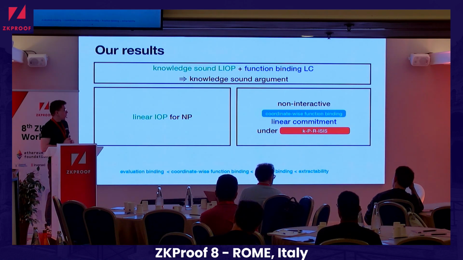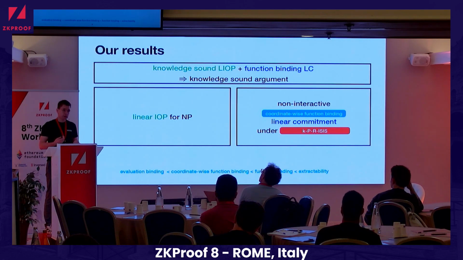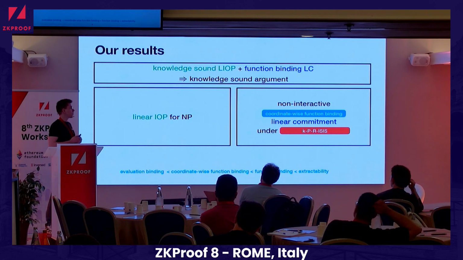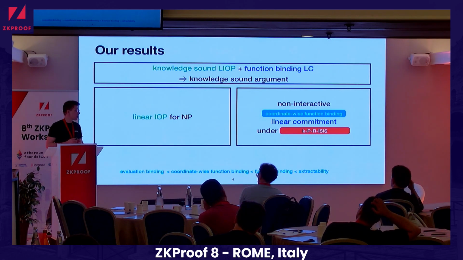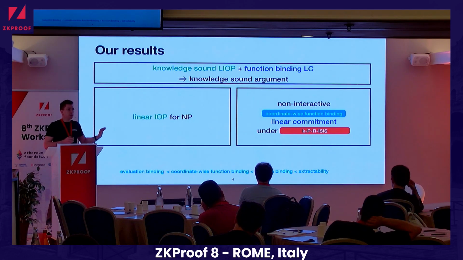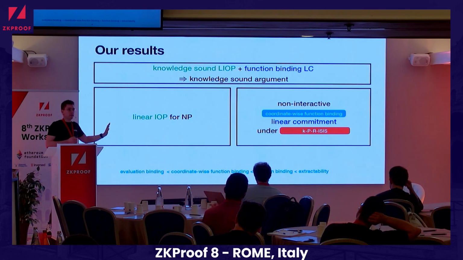Now, we can't really build non-interactive function-binding linear commitments from lattices. This doesn't quite work. Instead, we have to settle for something weaker, namely a new notion that we introduced called coordinate-wise function binding. So coordinate-wise function binding sits between evaluation binding and function binding, and it's much weaker than extractability. So that's what we will have to settle for.